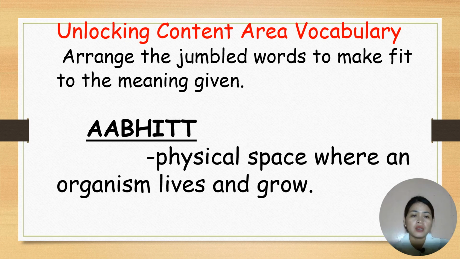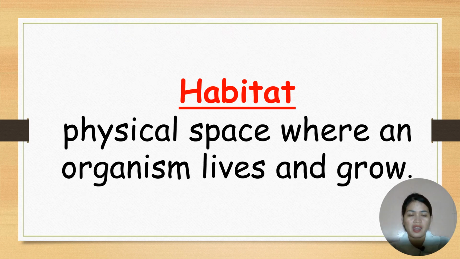For example, we have here: physical space where an organism lives or grows. What is that? Let's arrange these letters: A A B H I T T. What word can you form? Very good. That's habitat. Habitat is the physical space where the organism lives.